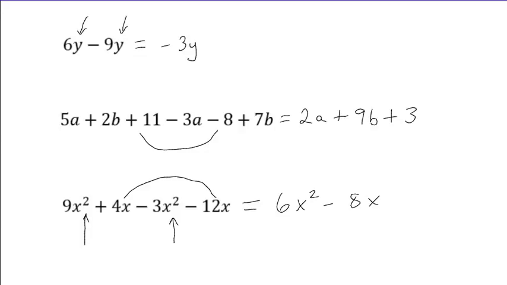So right below this video, there is a worksheet with several problems. Go ahead and print that out or open it up and do those problems and see how you do on collecting like terms.